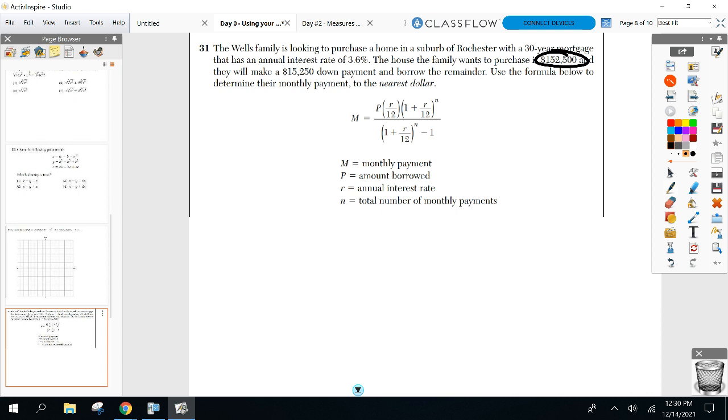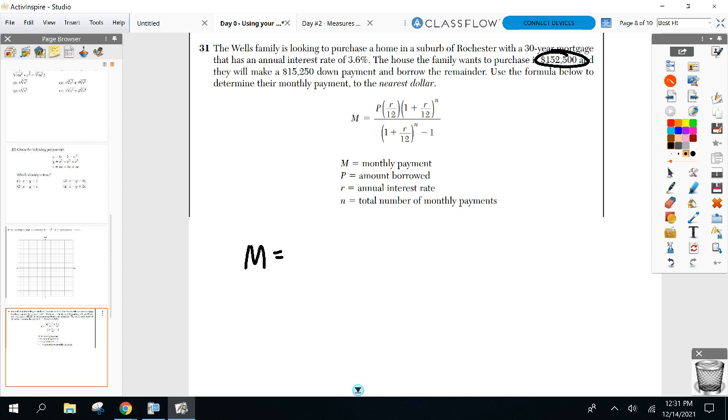That's correct. I'm not going to have 152.5. I'm going to put down 15,250. So go ahead, find out what P is going to be then. No, this is how much the house costs. Yeah. This is how much I'm putting down. That's the initial payment, right? Like what they pay first.